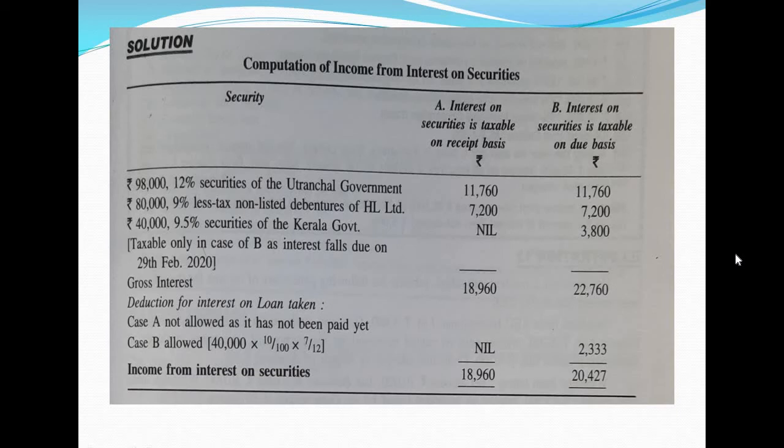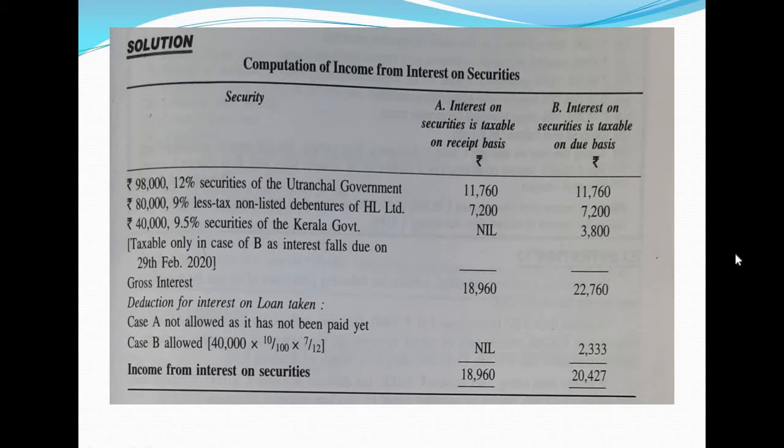But under the due basis, whatever is related to the current previous year or current financial year has to be recorded, whether it has been received or not, whether payment has been made or not. As long as it is related to the current financial year, it has to be recorded. Now for the first two cases, that is 98,000 of 12% security of the Uttarakhand government, it will be assumed that it has been received on the due date of interest. So you get the amount 11,760 for both the cases.